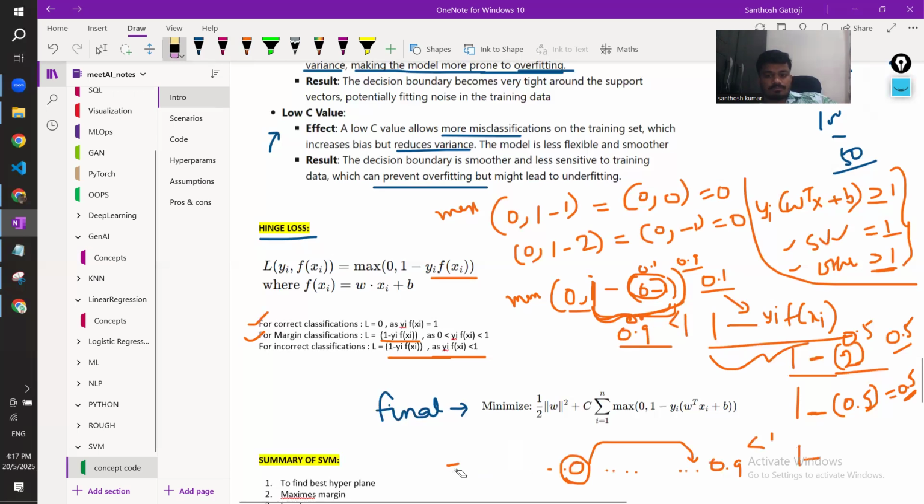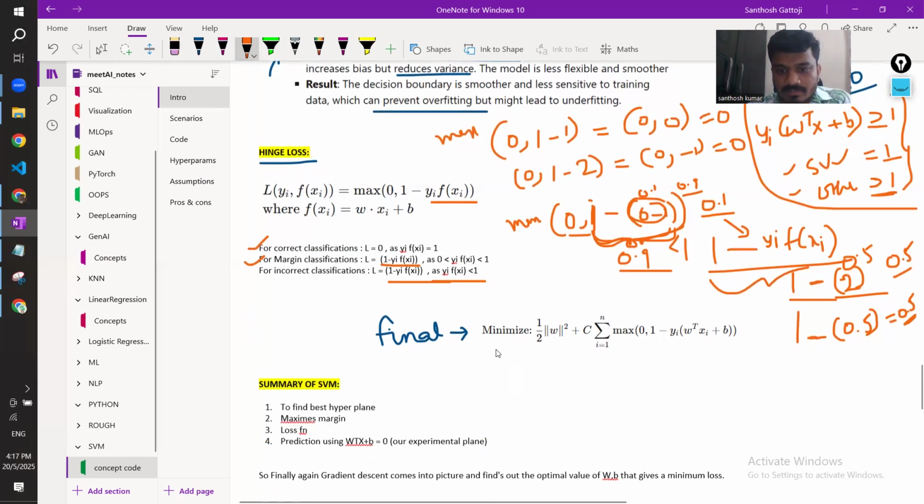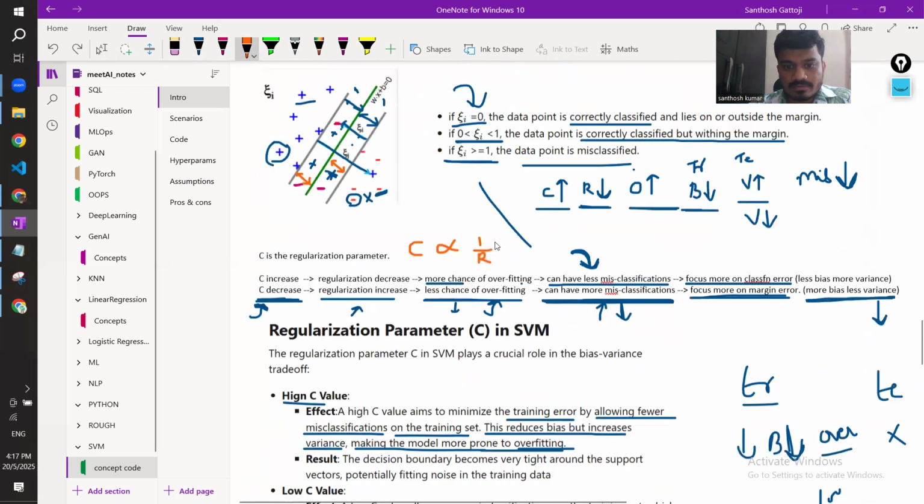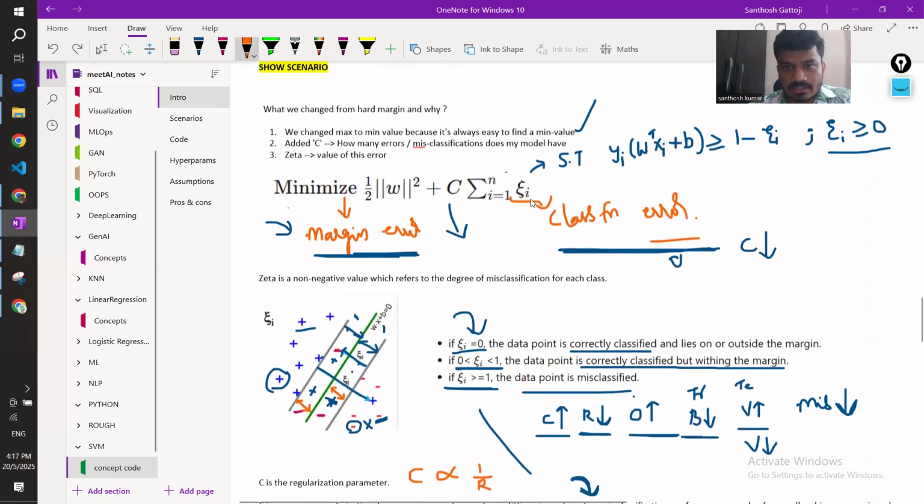So now, finally, the final loss equation. What we have is we club these two. So the final is the minimum of 1 by this, and C of, C is our parameter. And we already have it instead of zeta, right?